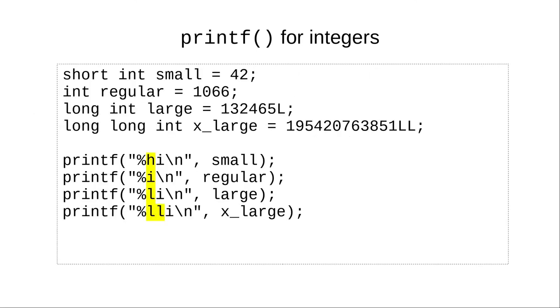For short, long, and long long, precede the type specifier with h, l, and double l, and these must be in lowercase. If there's a mismatch between your format specifier and the variable type, the compiler will give you a warning.